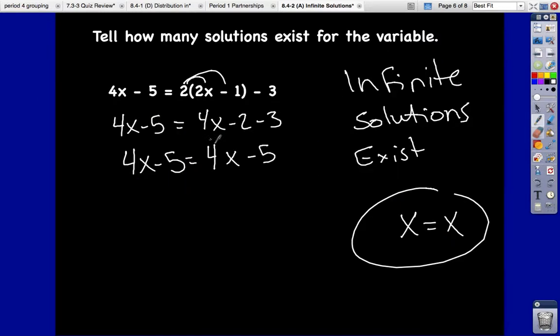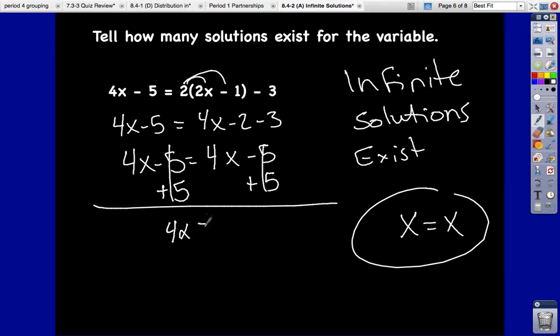Well, this time, I want to show you how you could approach this a different way. I could add 5 to both sides, and the 5s would go away, and I would end up with 4x equals 4x. And then if I divided by 4 on both sides, I would end up with x equals x. Whoops, not a. X equals x. I don't know why I wrote a. And because of that, we again know it's infinite solutions. But notice in this example, I got rid of the numbers and left x. In the last example, I got rid of x's. It doesn't matter which one you get rid of. If you end up with something equaling itself, infinite solutions.